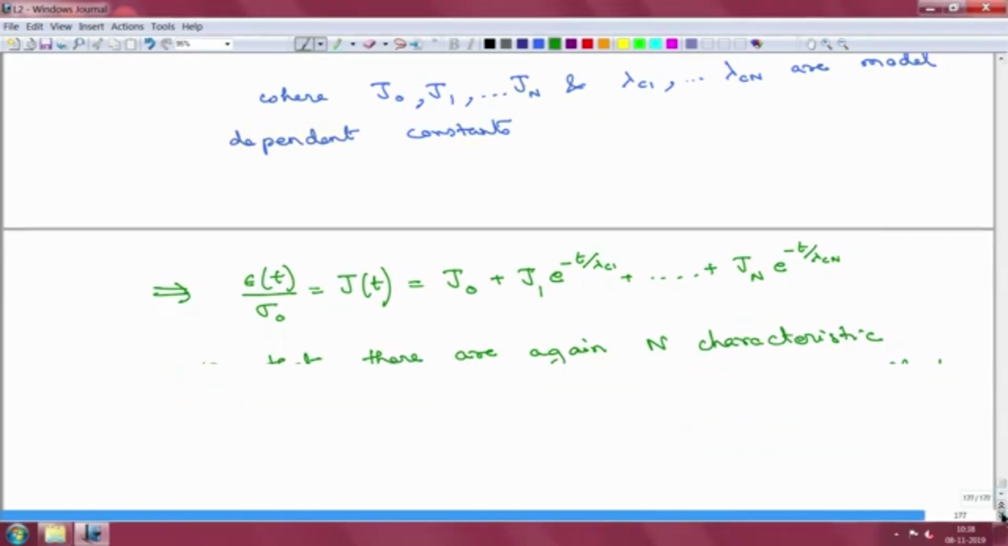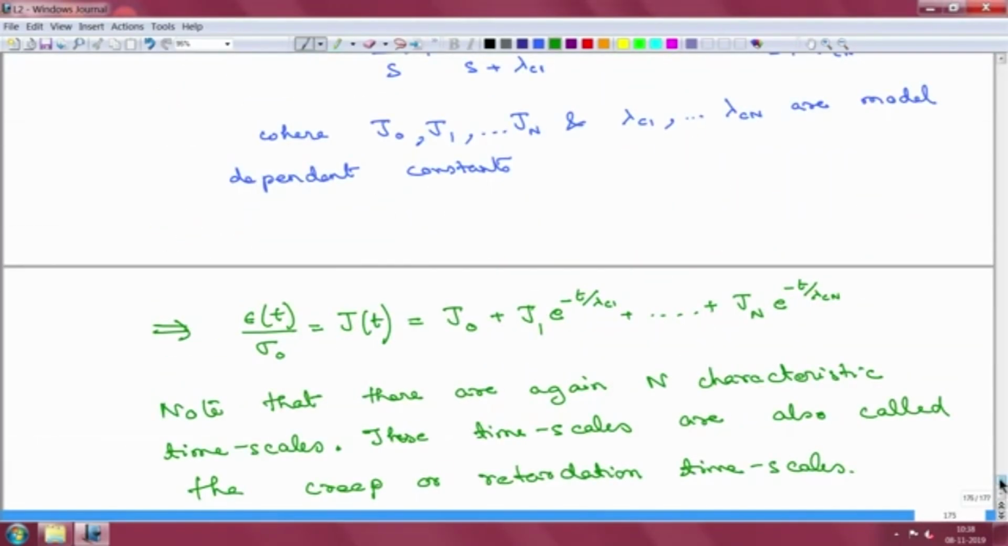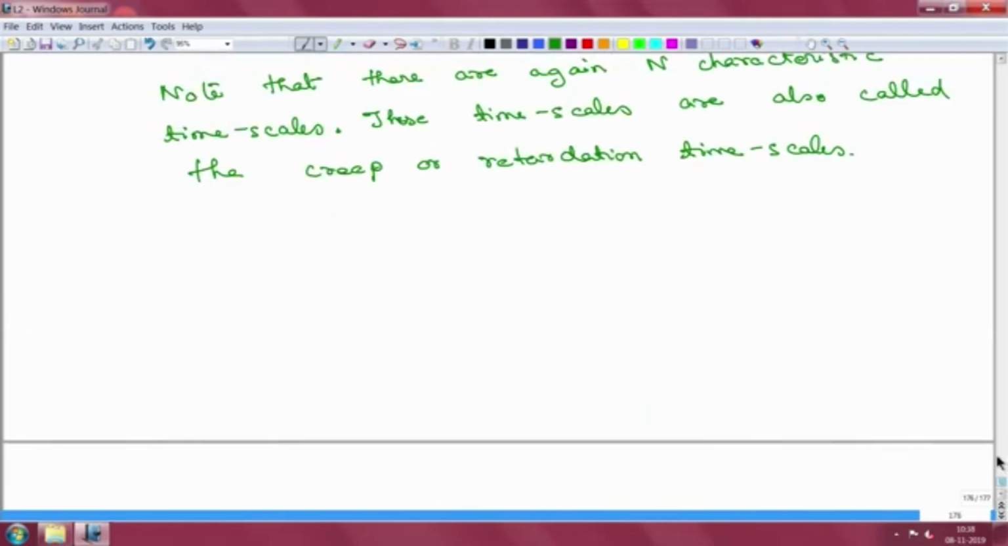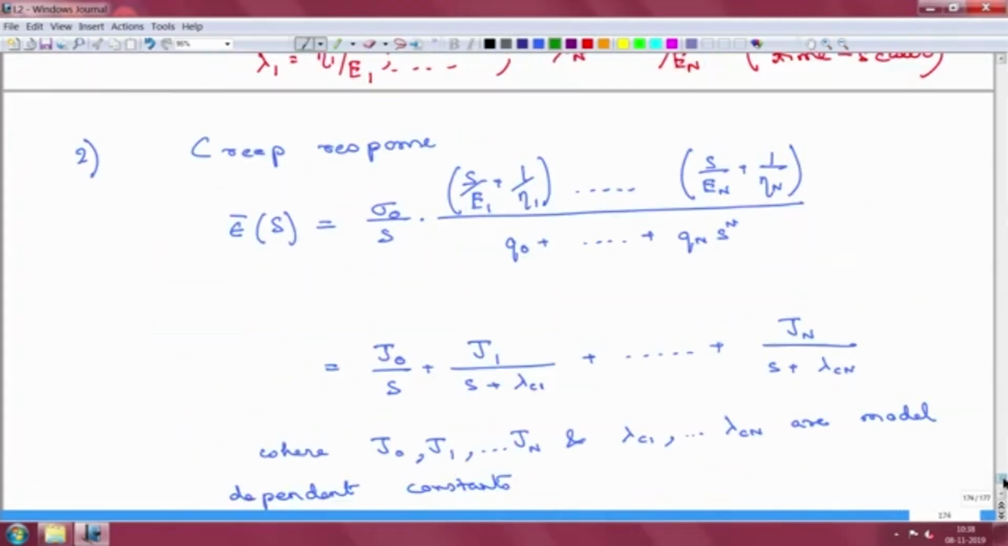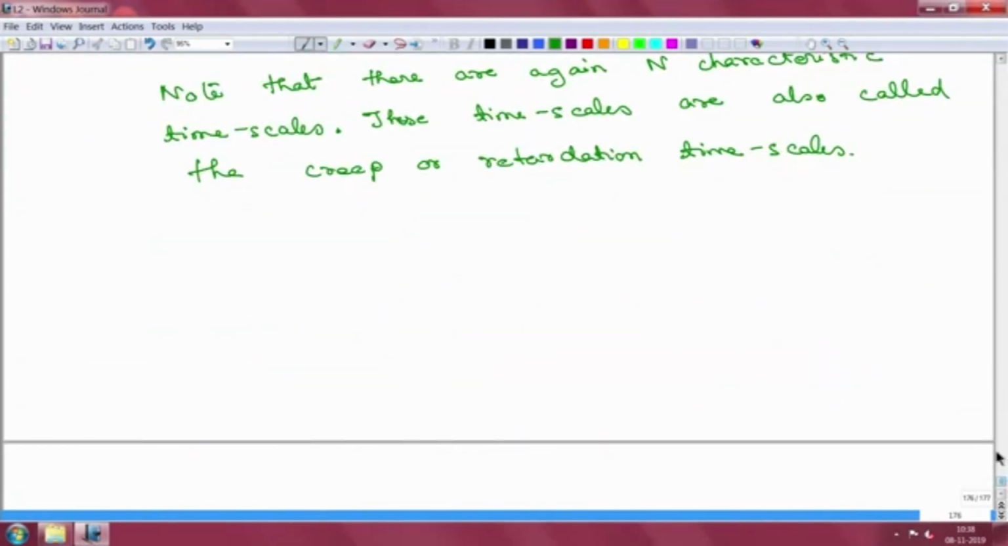The appropriate time scales depend on the particular function that you are looking at. If you are looking at the stress relaxation function, then in a model with n parameters, you will have n characteristic time scales which are called the relaxation time scales. But if you are looking at the creep function, then you will also have n time scales, but in this particular case they are called retardation time scales.